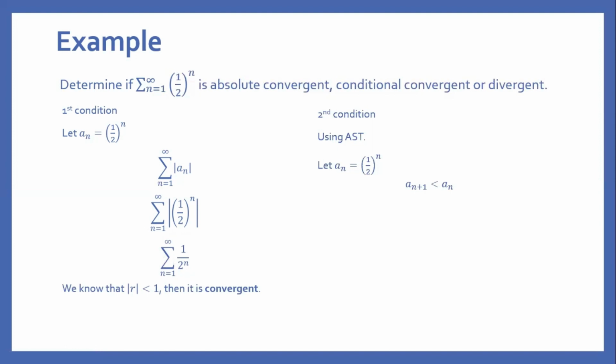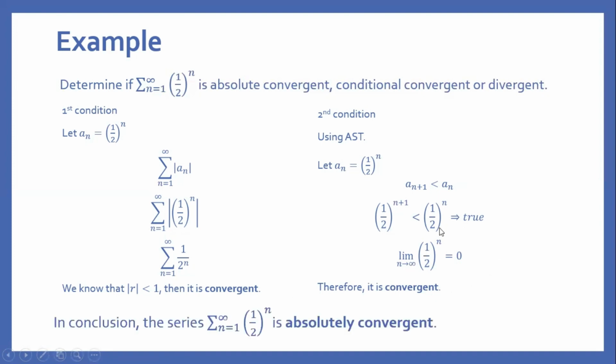Then, gawin lang natin yung ginawa natin kanina, substitute lang yon. 1/2 raised to n plus 1 is less than 1/2 raised to n. So, sabi dito, that is a true. Kasi mas mataas, mas mababa yung magiging value niya. And then, kunin natin yung limit. The limit of 1/2 raised to n as n approaches infinity equals 0. Ayan. Therefore, it is a convergent pa din. So dahil convergent sila pareho, in conclusion, the series of the summation of 1/2 raised to n for n equals 1 up to infinity is absolutely convergent.